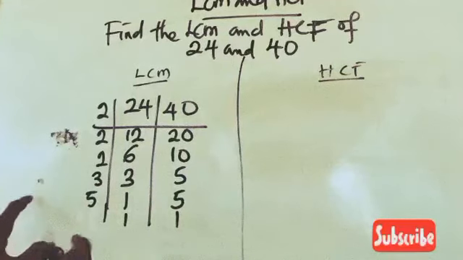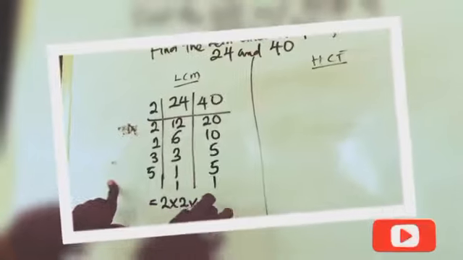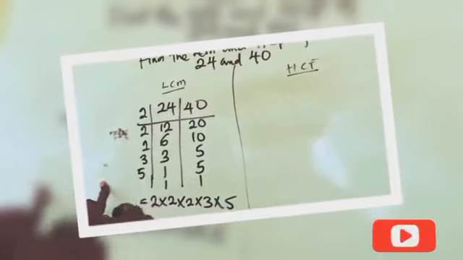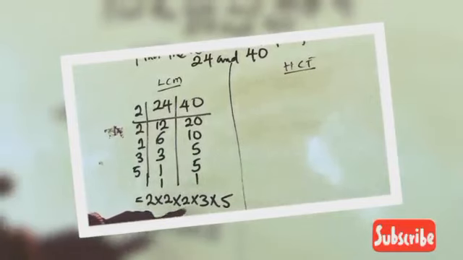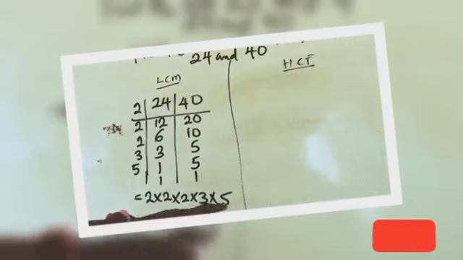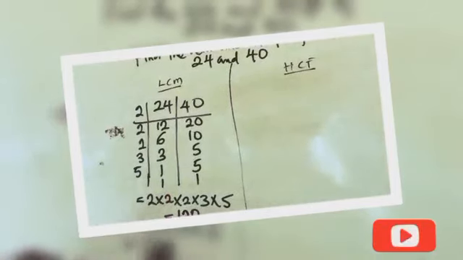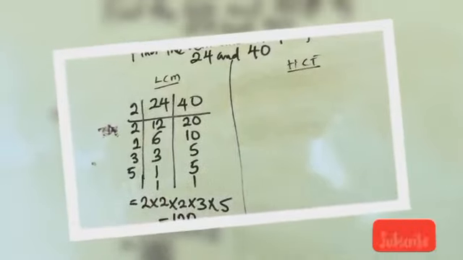So what is our LCM? Our LCM means 2 times 2 times 2 times 3 times 5. And when we multiply all these numbers, 2 times 2 is 4, 4 times 2 is 8, 8 times 3 is 24. When 24 multiplies 5, our LCM gives us 120. Now this is how to find LCM.